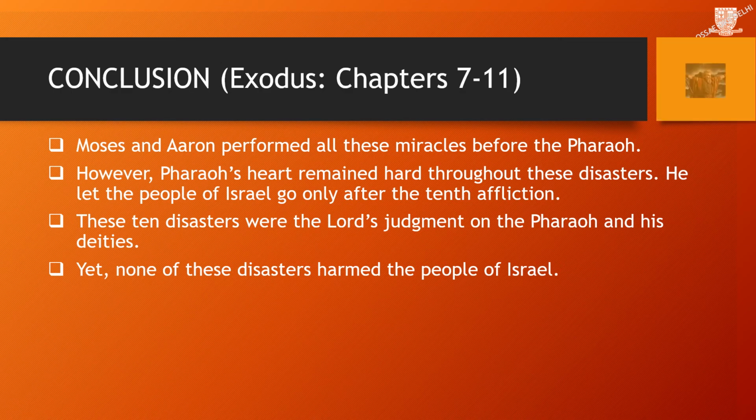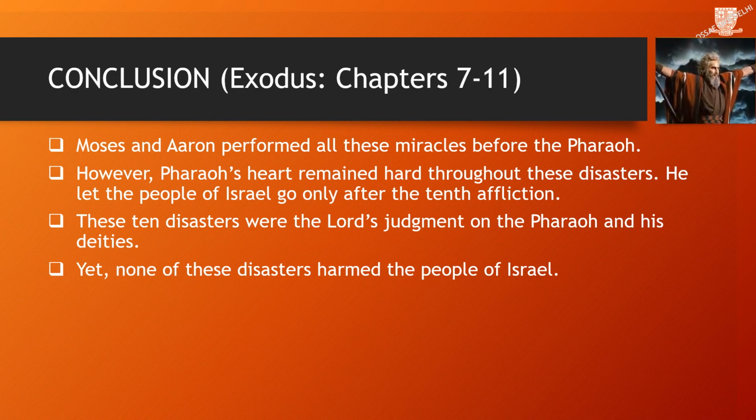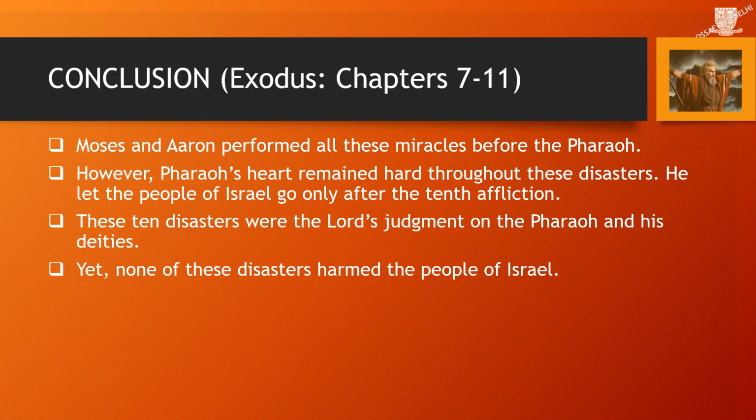So they obeyed God, and that is why all these plagues were brought in. They were just instruments of God. Moses and Aaron were just doing what God commanded them to do. However, Pharaoh's heart remained hard throughout these disasters. He let the people of Israel go only after the 10th affliction. These 10 disasters were the Lord's judgment on the Pharaoh and his deities.